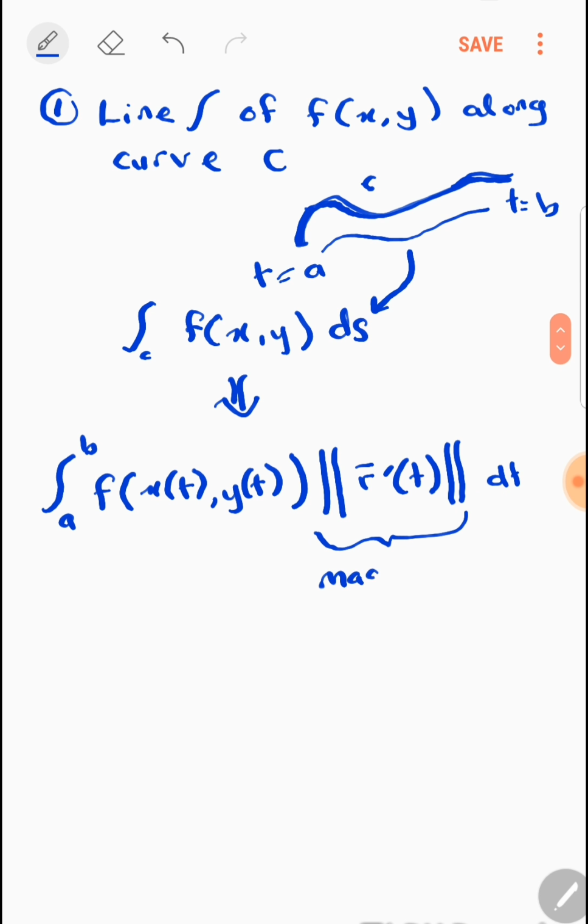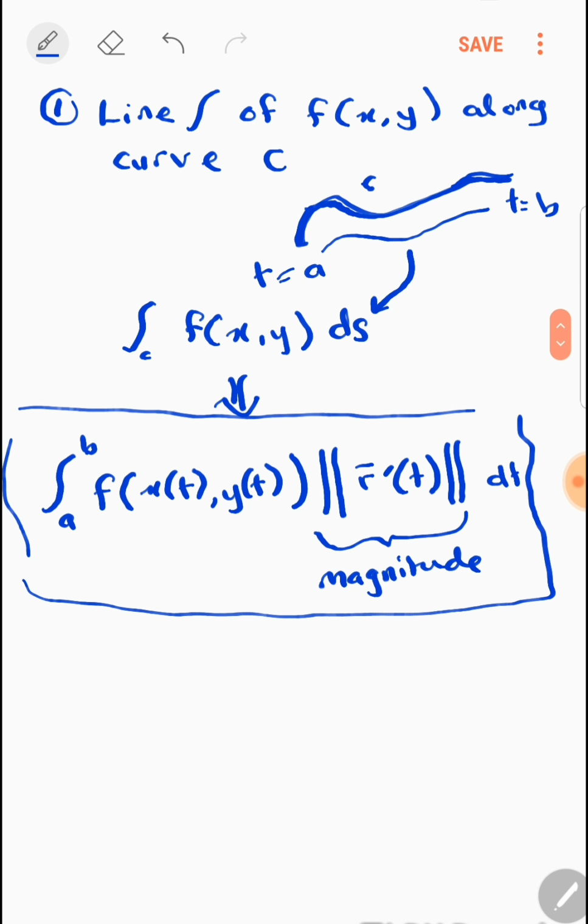I'm going to explain a little bit on how we get to this one here. Earlier we talked about parameterization and all that. So from this equation that you just see, let's explore the second term here a little bit. Say we want to parameterize the curve as a vector function.